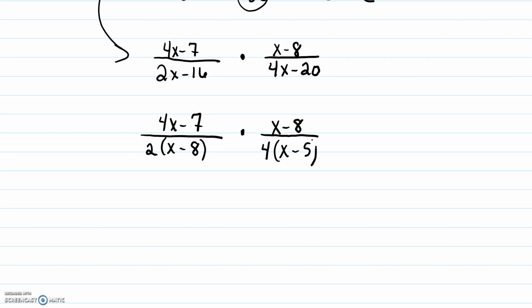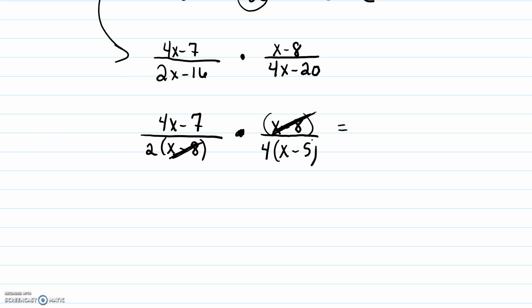Alright, so let's go through here and see if we have any common terms on the top and the bottom. As long as you have a product here, you can cancel this denominator with this numerator. Now, if this sign were addition or subtraction, don't do that. You can't go through and cancel. Only if this were a product. Okay? That is the only common term out of all of this, from the top and the bottom.